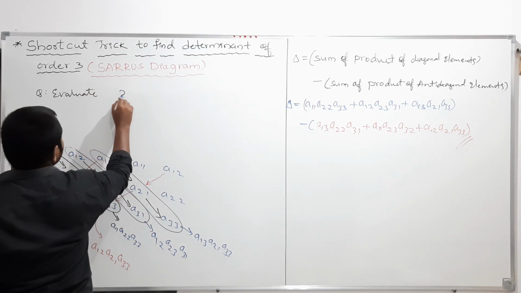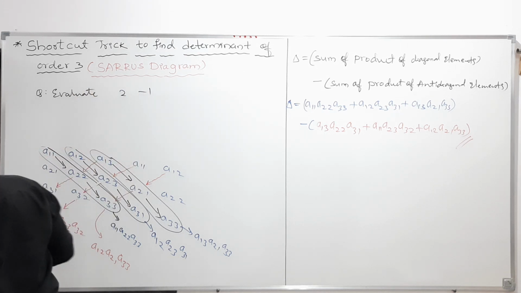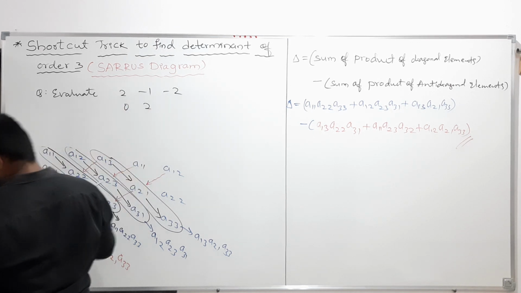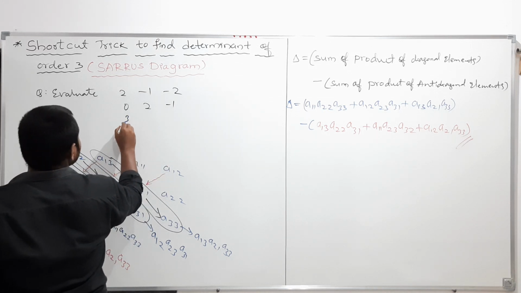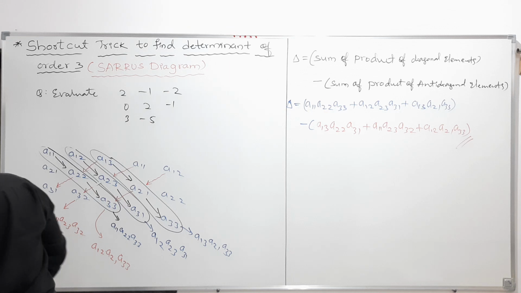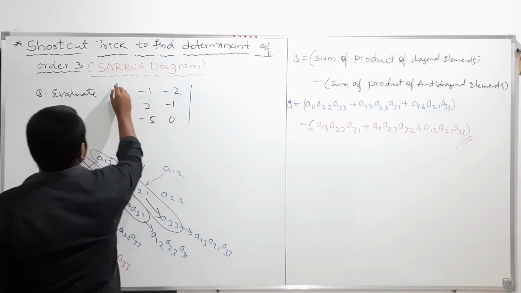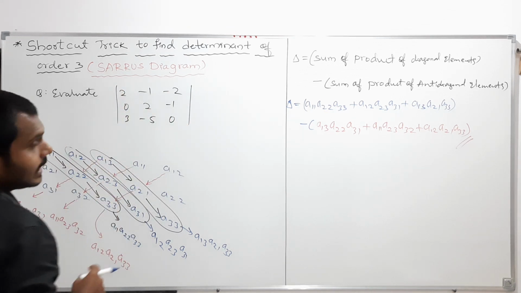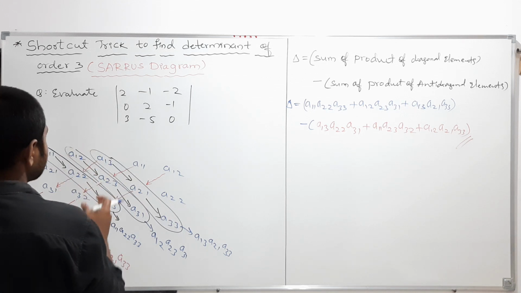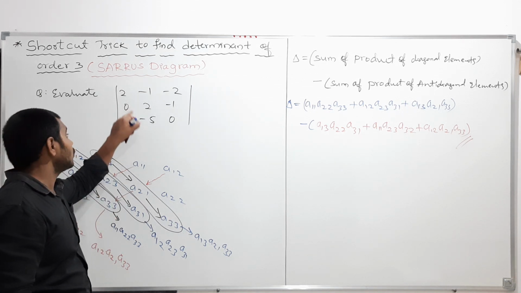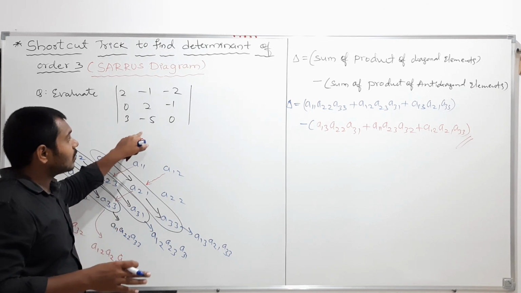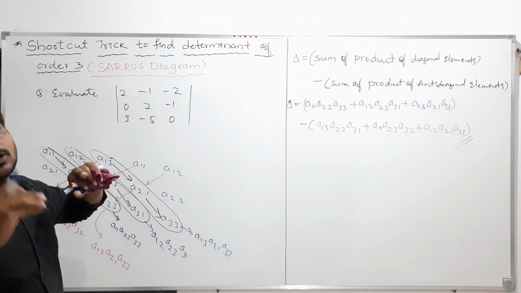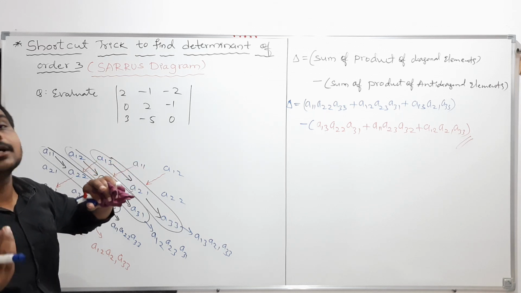Evaluate: 2, minus 1, minus 2, 0, 2, minus 1, 3, minus 5, 0. Clear? I think this is the one I took. In the previous video I discussed how to find the determinant using the normal method. Please refer to that video if you want to know the normal method of finding the determinant value. Clear?